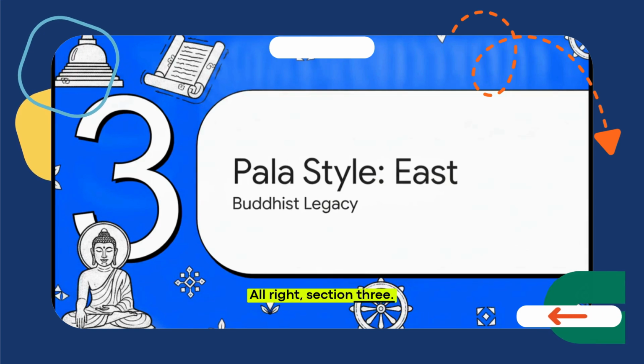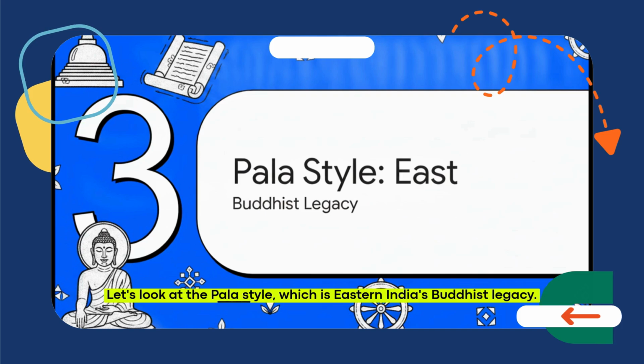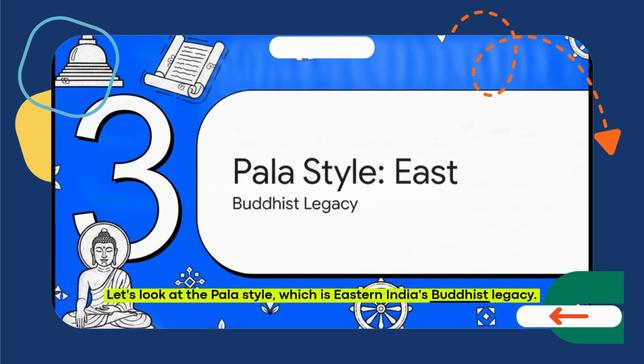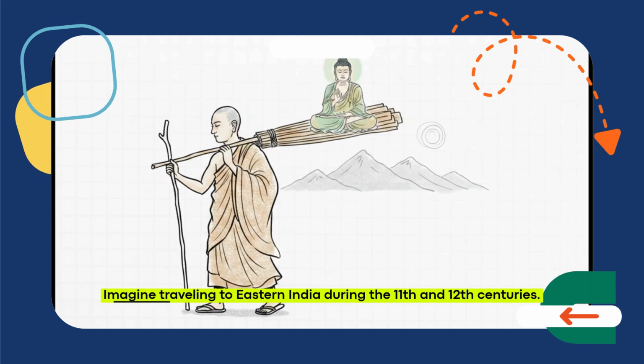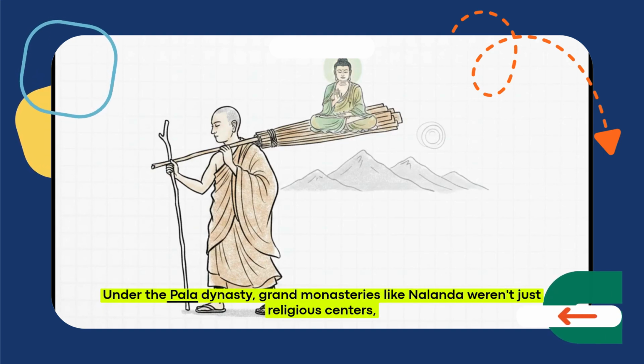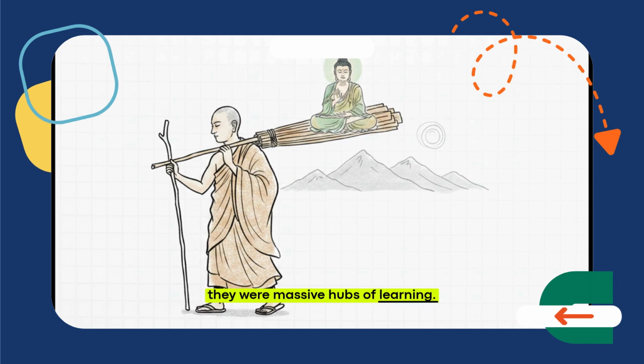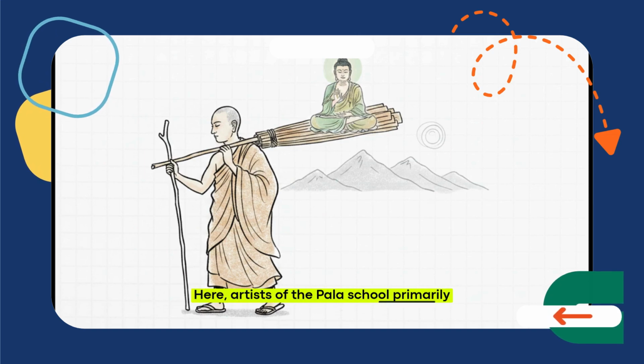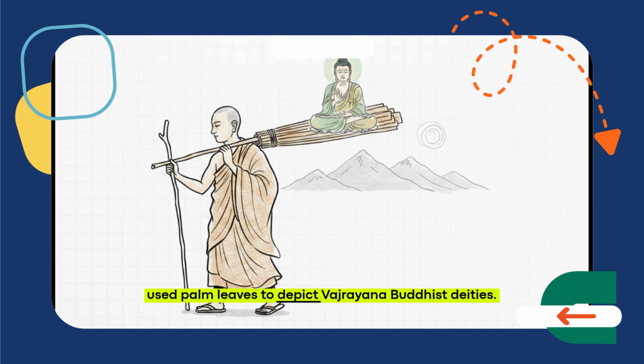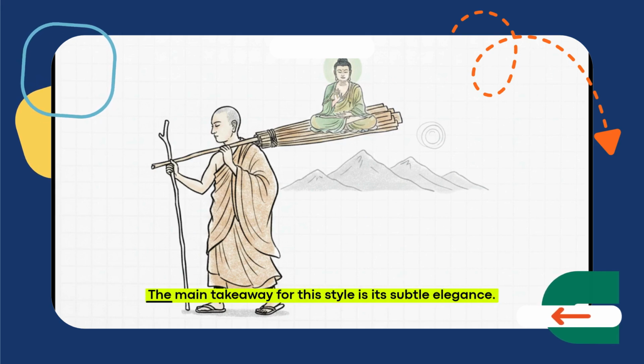All right, Section 3. Let's look at the Pala style, which is Eastern India's Buddhist legacy. Imagine traveling to eastern India during the 11th and 12th centuries. Under the Pala dynasty, grand monasteries like Nalanda weren't just religious centers, they were massive hubs of learning. Here, artists of the Pala school primarily used palm leaves to depict Vajrayana Buddhist deities. The main takeaway for this style is its subtle elegance.